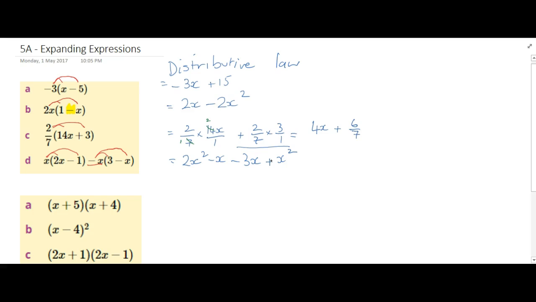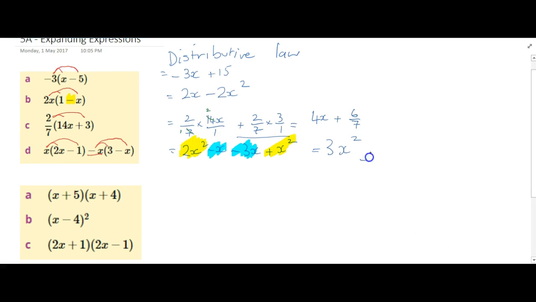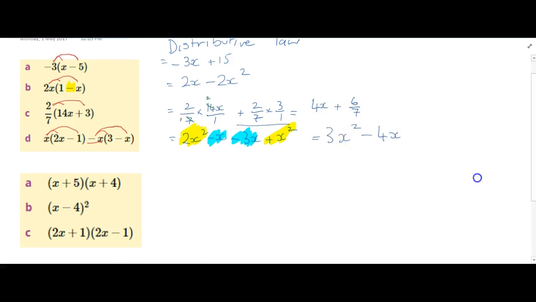Okay, so that's not the end. So what we're going to do is look for like terms now. So to simplify, we've got some groups of x squared here and a group of x squared there. We've also got some groups of x here and here. Okay, so 2x squared plus x squared is 3x squared, and negative x take away 3x is negative 4x. Okay, now that's as simple as it can get, with removing the brackets.